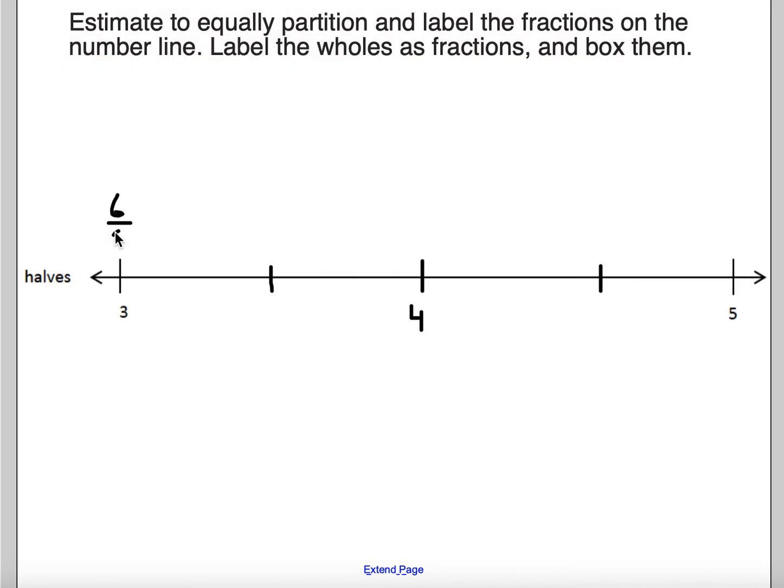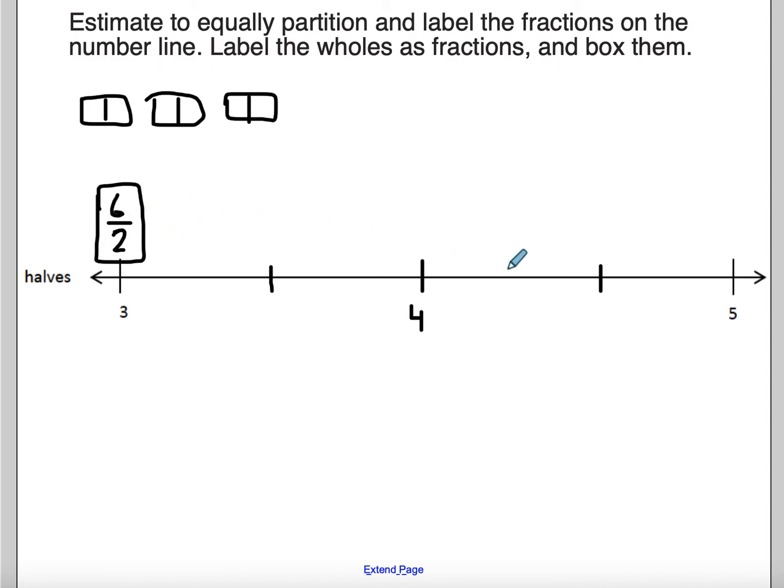Because if I were to start with 1 whole, 2 wholes, and 3 wholes, and I split them all in half, 1 half, 2 halves, 1 whole, 3 halves, 4 halves, 2 wholes, 5 halves, 6 halves, 3 wholes. So it's 6 halves, and it says to box all my wholes as fractions. So now we can move on.